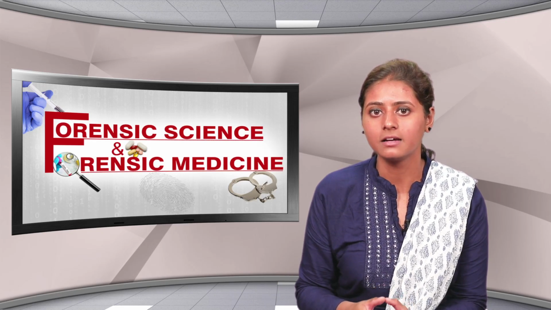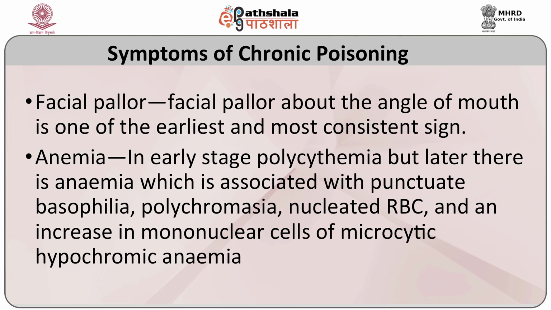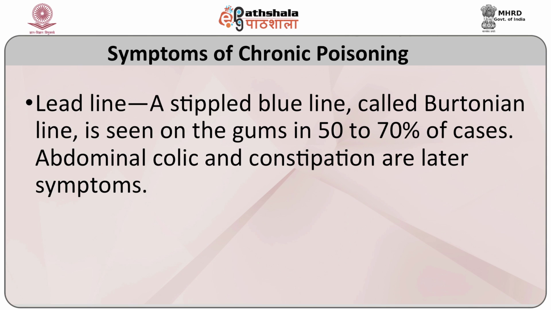Signs and symptoms of lead poisoning: facial pallor about the angle of the mouth is one of the earliest and most consistent signs. Anemia: in the early stage polycythemia, but later there is anemia associated with punctate basophilia, polychromatophilia, nucleated RBCs, and an increase in mononuclear cells, a microcytic hypochromic anemia. Lead line: a stippled blue line called the Burtonian line is seen on the gums in 50 to 70% of cases.